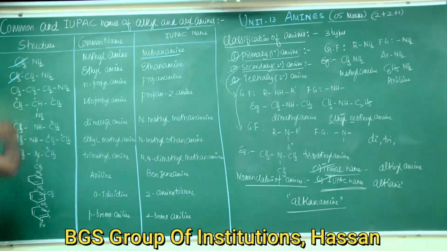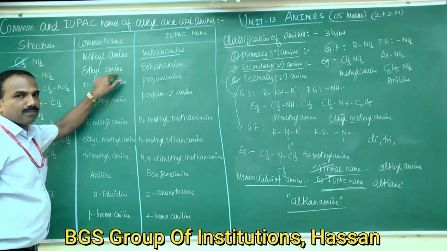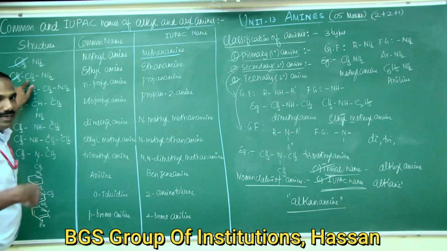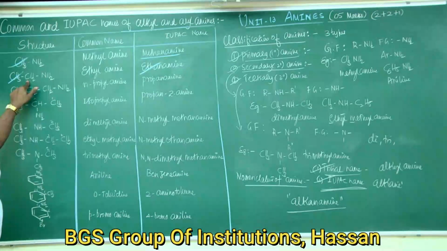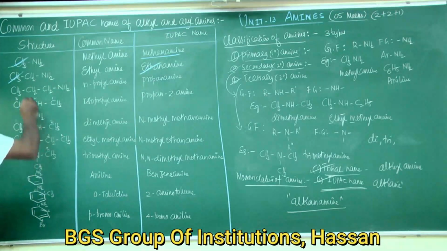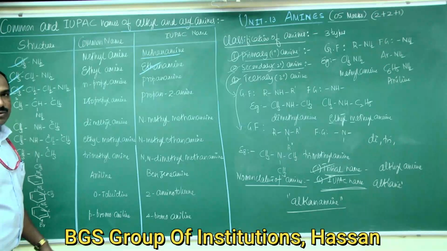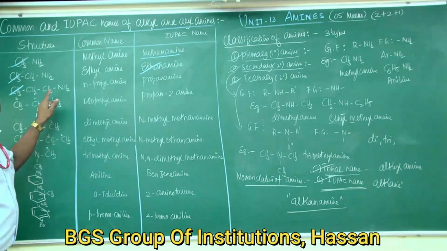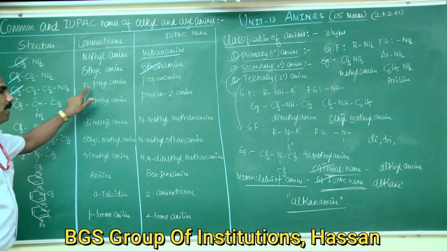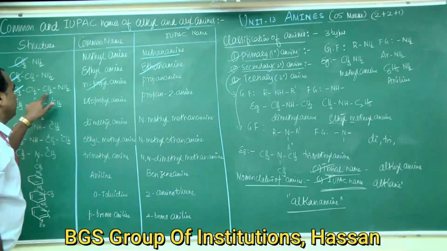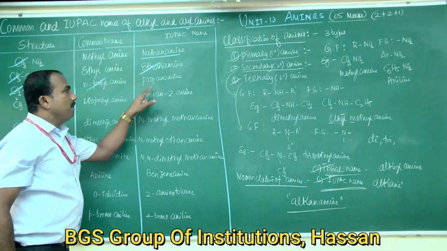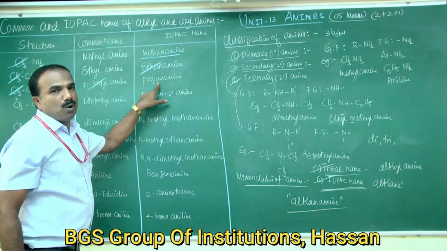Second one, CH3CH2NH2. The common name is ethylamine, C2H5. In the IUPAC system, it is a derivative of ethane, in which the E of ethane is replaced by amine. Therefore, it is named as ethanamine. Third one, CH3CH2CH2NH2. Three carbon atoms, propyl, C3H7, so the common name is n-propylamine. The IUPAC name: these are derivatives of propane. Therefore, propan-1-amine, or propanamine.